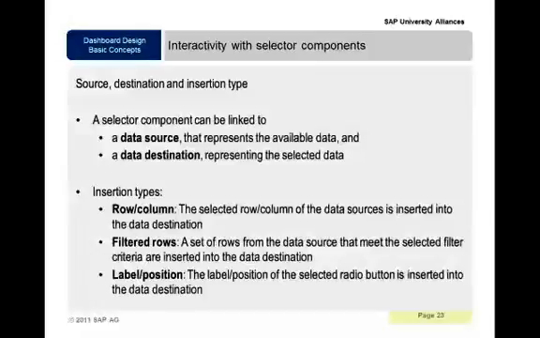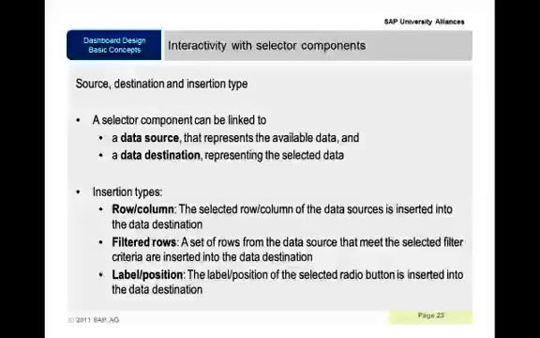Then how do we build a selector in our dashboard? A few key concepts here. One is a data source. Second is a data destination. As the name implies, a data source indicates the source of data. Where does our data come from? And then data destination basically means where the data should be sent to once the user makes a selection.